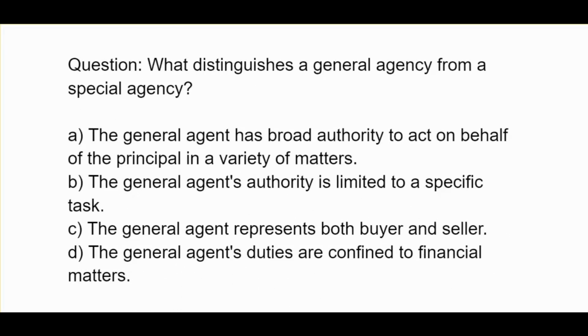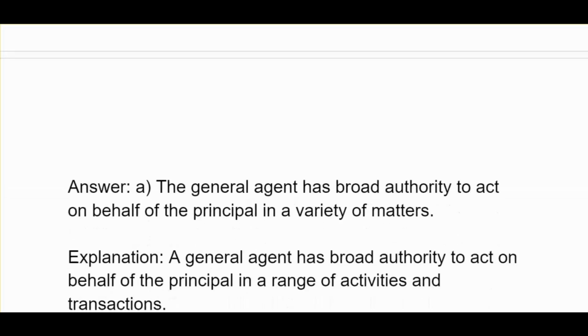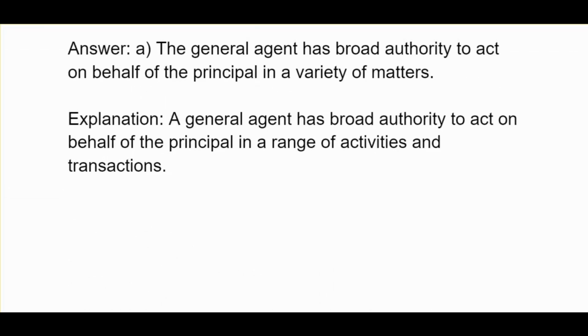What distinguishes a general agency from a special agency? A. The general agent has broad authority to act on behalf of the principal in a variety of matters. B. The general agent's authority is limited to a specific task. C. The general agent represents both buyer and seller. D. The general agent's duties are confined to financial matters. A. The general agent has broad authority to act on behalf of the principal in a variety of matters. A general agent has broad authority to act on behalf of the principal in a range of activities and transactions.